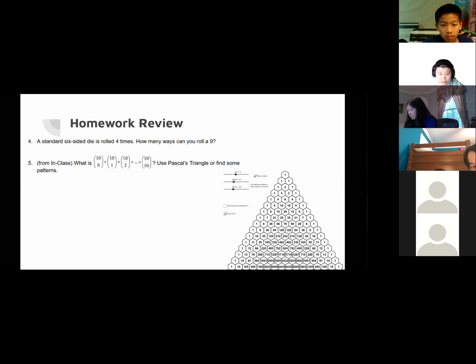All right, so on to the second half of the homework. We have a standard six-sided die that is rolled 4 times. How many ways can you roll a 9? Does anyone have any ideas on what to do with this problem?